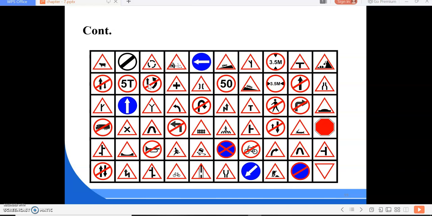And we also have many more, like ahead or turn right, ahead or turn left, keep left, and typical cautionary signs: right hand curve, left hand curve, left hairpin bend, right hairpin bend, reverse bend right, T intersection, side road right, cross road, major road, narrow bridge, etc.